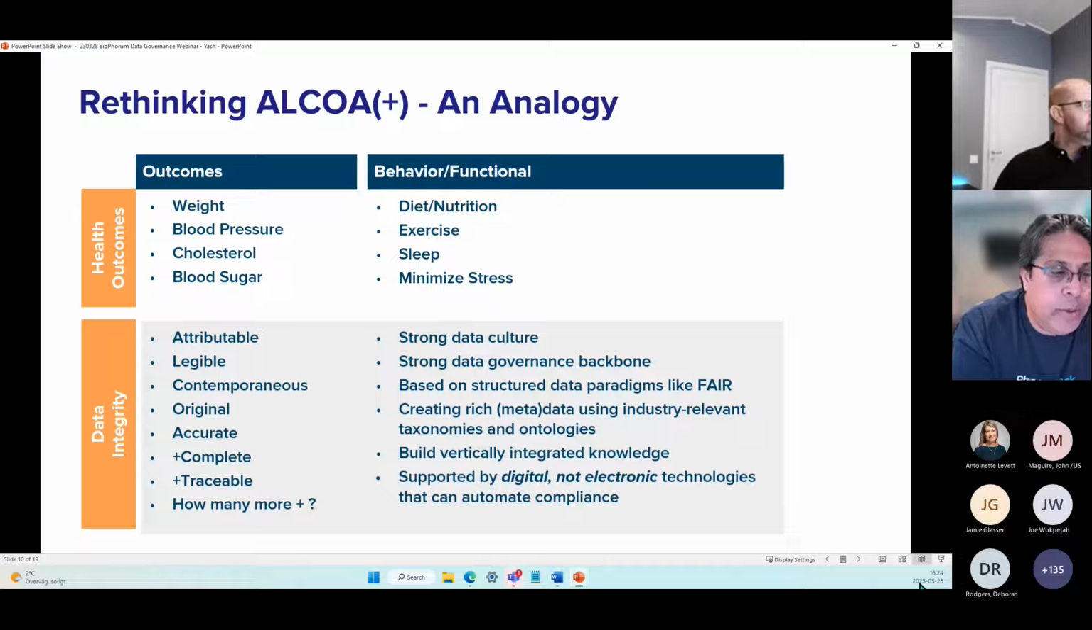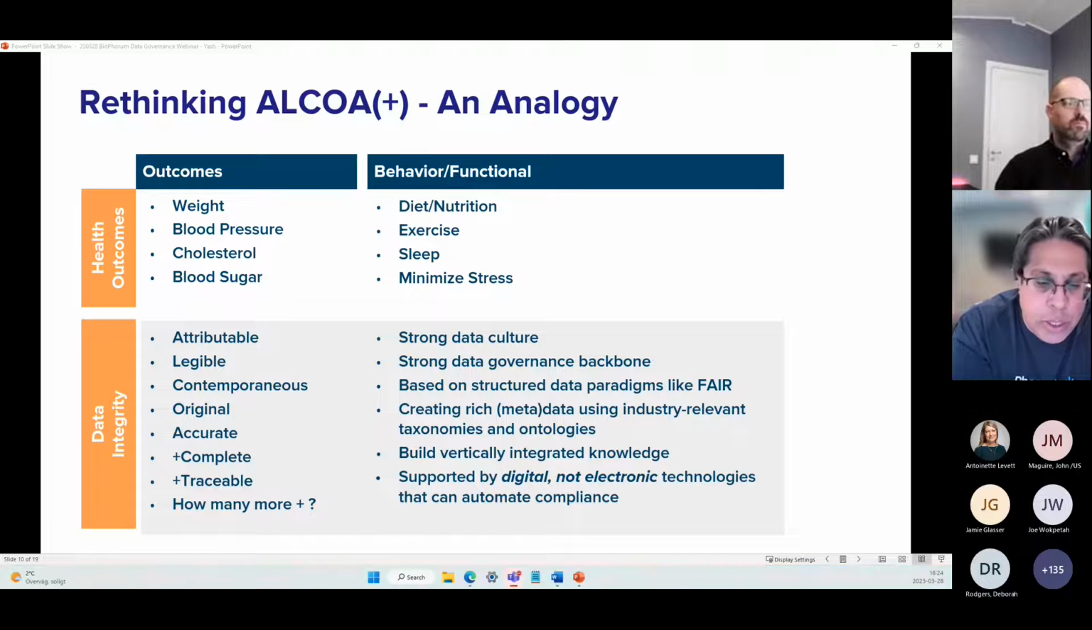Is it attributable? Is it legible? Is it contemporaneous? Right? And when these outcomes are not being met, the approach is to put procedures in place to address the outcomes. But really what we want to be thinking about is the behavioral and functional aspect of how we operate as an organization to really drive the data integrity outcomes that we desire.